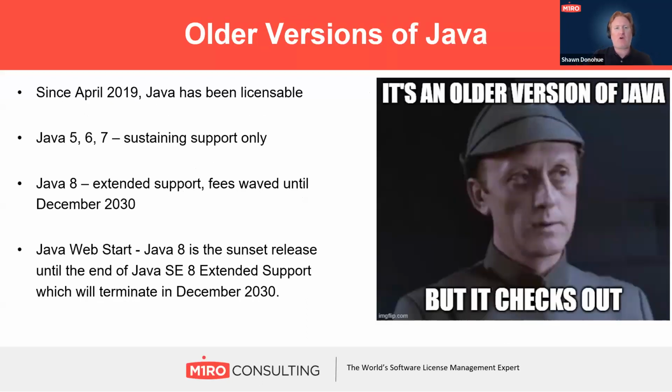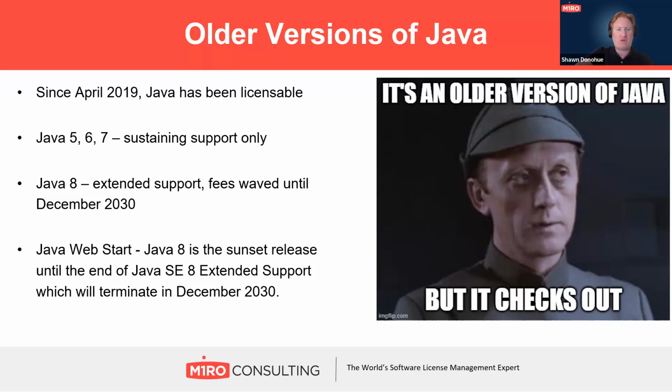All right. There are older versions of Java than what we're going to talk about here that you probably should be off of by now. I'm not a technology expert in that sense, but it's been licensable since April of 2019. They originally announced it in January of that year. Java 5, 6, and 7 are in sustaining support only. And of the older versions, Java 8 is in extended support with fees waived until 2030. Technically, we're also going to cover Java 4 here for the first time, and you'll see why. Java Web Start is another version you might see, and Java 8 is the sunset release, until the end of Java 8 SE Extended, which will terminate in 2030.